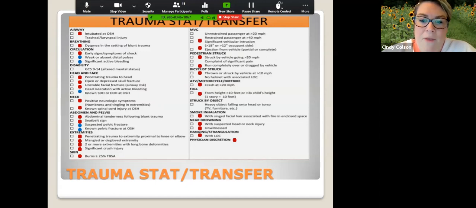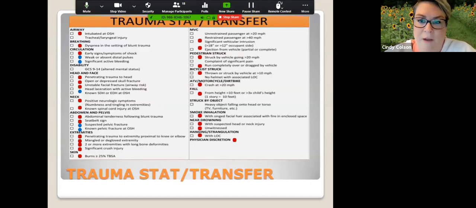The biggest one, the only one on this list that we basically came up with on our own, is struck by object, heavy objects falling onto head or torso. That criteria isn't recommended by the ACS. However, we see severe injuries from situations like this.